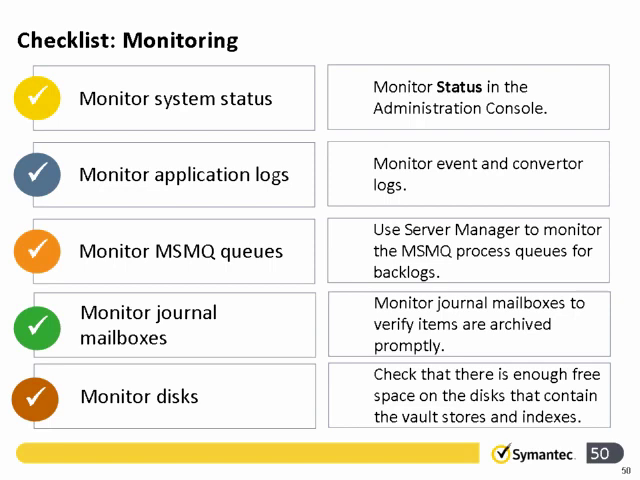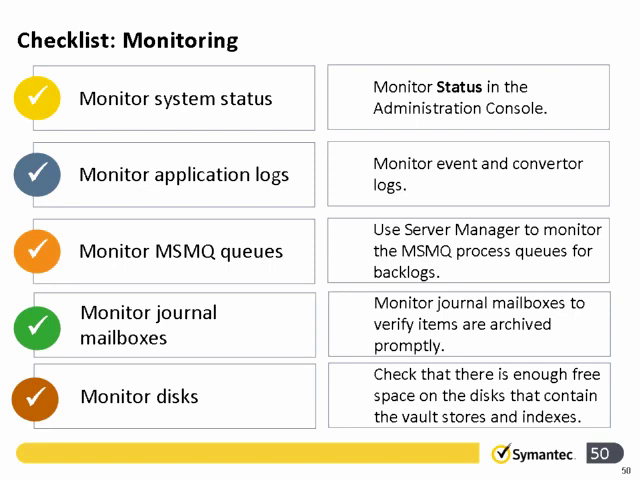Also, you should periodically be checking your application logs. You want to monitor the Enterprise Vault event log as well as the Enterprise Vault converter log. You also want to be monitoring the Microsoft message queues. We're passing information about the archiving process through a variety of different message queues. We'll be looking at those in more detail in the basic troubleshooting lesson. But you want to keep track of those to make sure there isn't a buildup of messages in the message queues. Also monitor the journal mailbox.